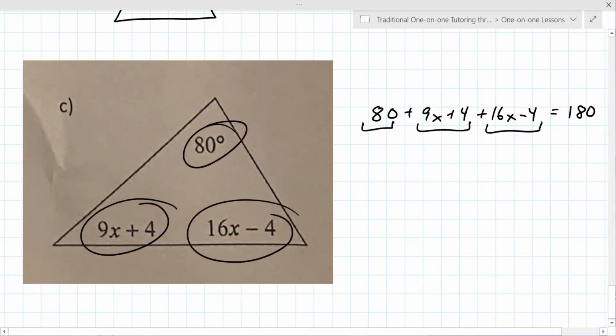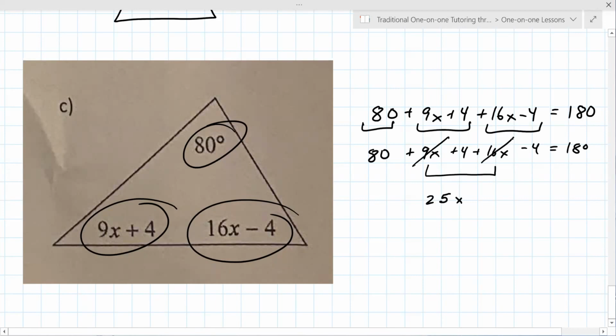Okay. So when you're looking at this, you want to combine like terms, meaning if it's got an x in it, why not combine the x's first? 9x plus 16x is 25x. What is 80 plus 4 minus 4? 80 plus 4 minus 4 is 80. So you add 80 here, right? I can move it. It doesn't have to stay in front. So now you're looking at this equation. How do you solve it for x?